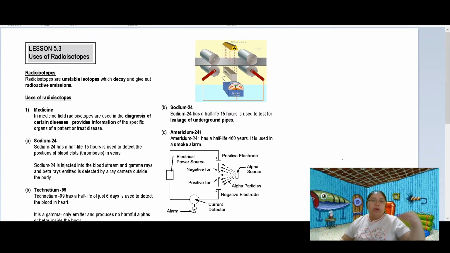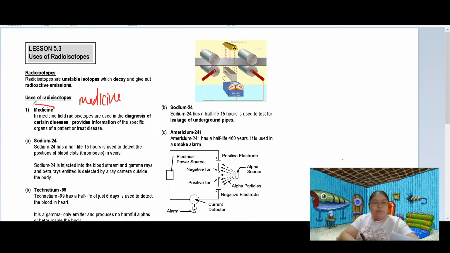Okay, radioisotope. Before that I told you there are alpha, beta and gamma, right? That one is an unstable isotope, which decays and gives out radio emission. So now we need to know its uses. We separate them into 4 parts. Let's see the first one, which is in medicine.